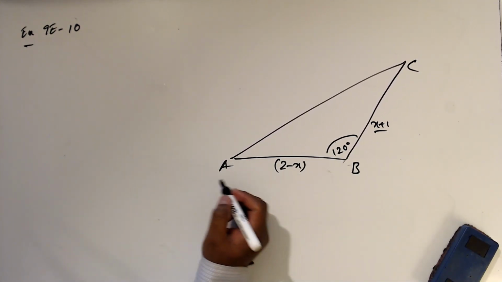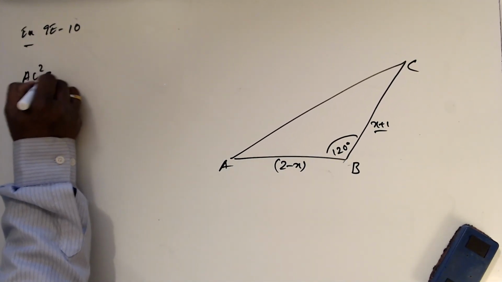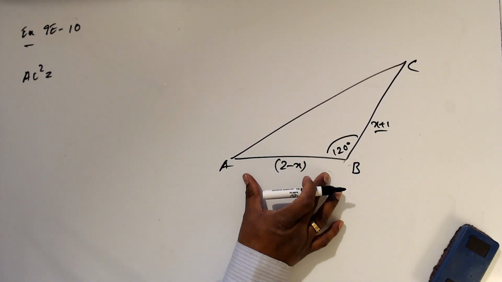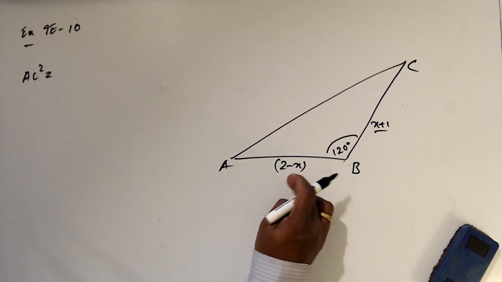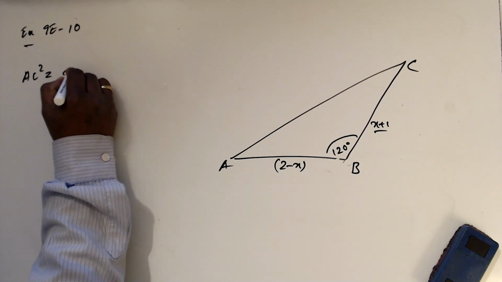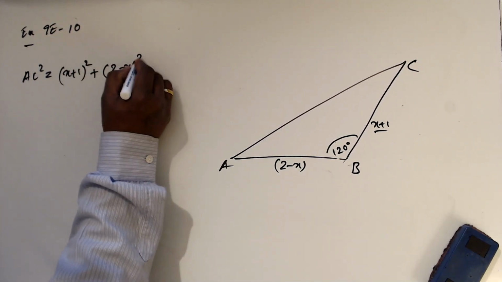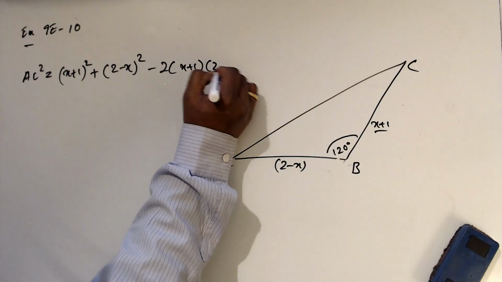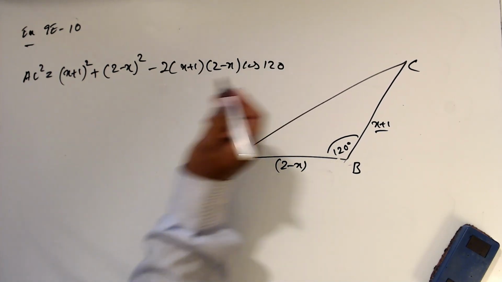So we can write AC square equals this square plus this square minus 2 times this one cos 120. x plus 1 square plus 2 minus x square minus 2 times x plus 1, 2 minus x cos 120.